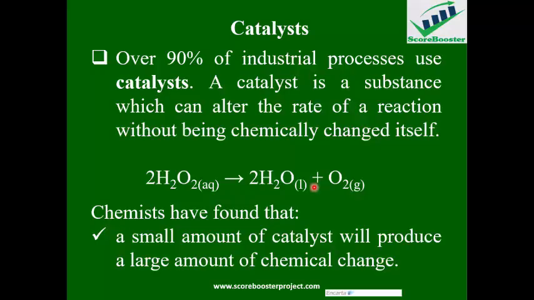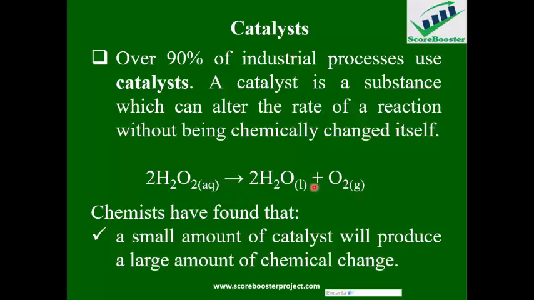What can a catalyst do? A catalyst lowers the activation energy. It makes it very easy for the molecules to overcome the activation energy, because the catalyst has reduced the activation energy of the molecules. So that means it has affected the rate of the chemical reaction.